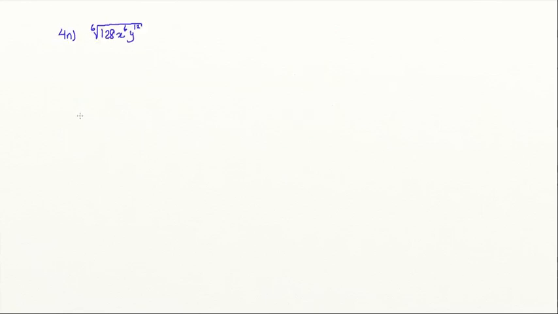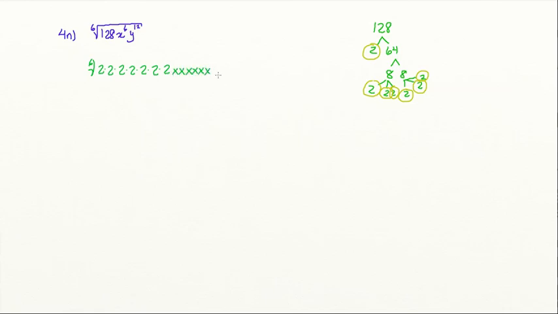Number 4: the 6th root of 128 x to the 6th y to the 12th. They've mixed up numbers and letters here. Let's break it up. Let's do numbers first. Do you know what the 6th root of 128 is? If not, we're going to have to make a bit of a factor tree at least to break this down. Factor trees are always like upside down trees. Okay, so I have 7 2's, and we have 6 x's and 12 y's.